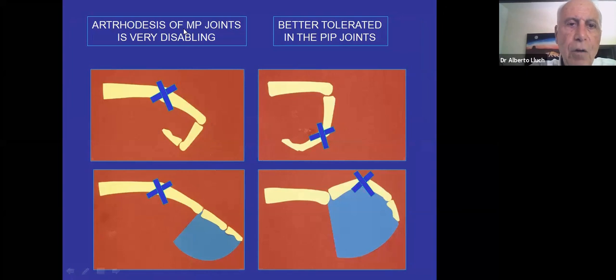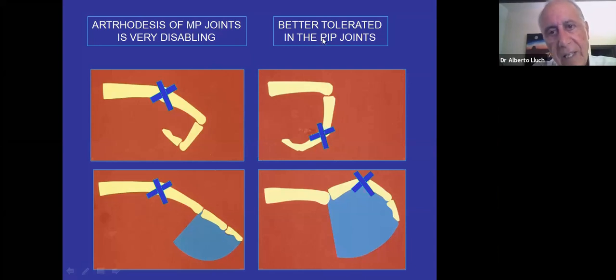An arthrodesis of the MP joints, like here, we have an arthrodesis of the MP joints here and here. It's very disabling. And that's why we never do an arthrodesis of an MP joint of any finger under hardly any circumstances, because the arc of movement for grasping objects of the finger is very small. It's only this. Only very fine objects we will be able to grab with the flexion of the PIP and DIP joints.